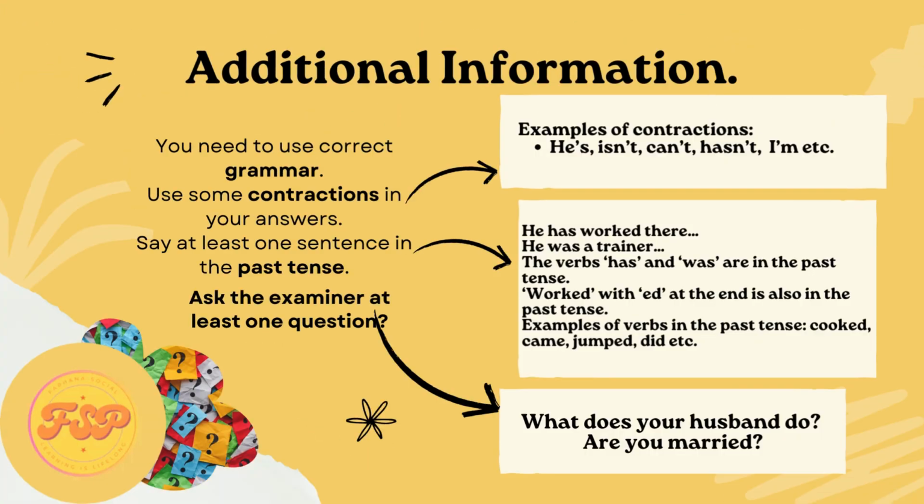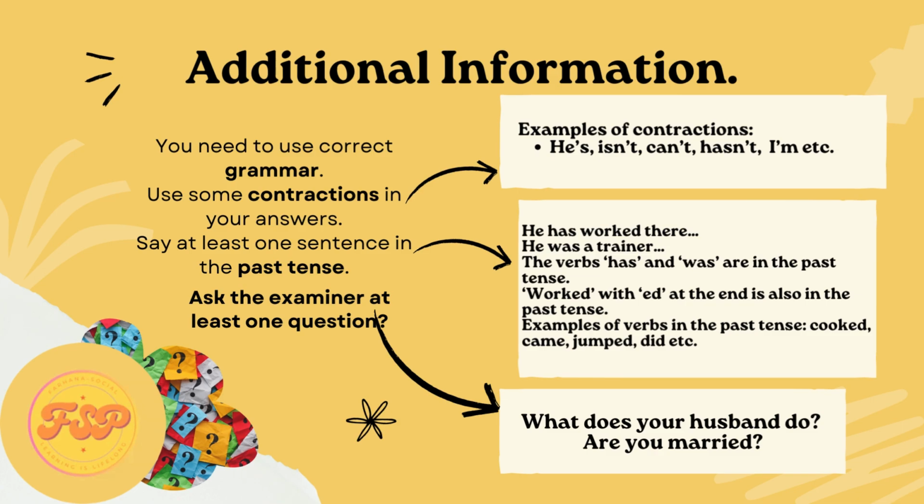Here's some additional information to help you prepare for the test. Remember, you'll need to use the correct grammar. You also need to use some contractions in your answers, and you need to say at least one sentence in the past tense. You also need to ask the examiner at least one question during the discussion. Some examples of contractions are isn't, can't, hasn't, I'm. For example, I'm is made of I am.